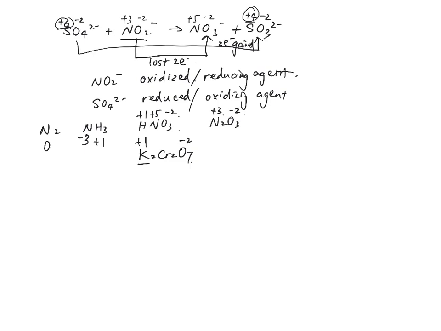And if you know that, well, +1 times 2, and 2 times what chromium has, and plus -2 times 7, and that should equal to the total charge on the group.